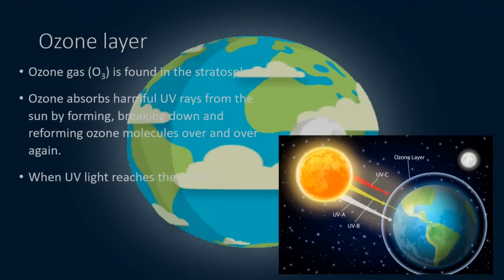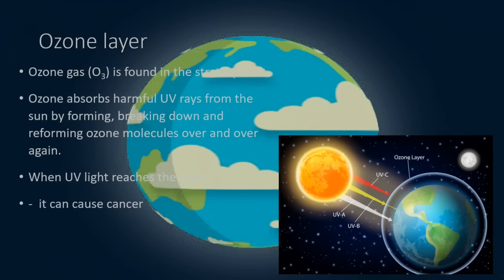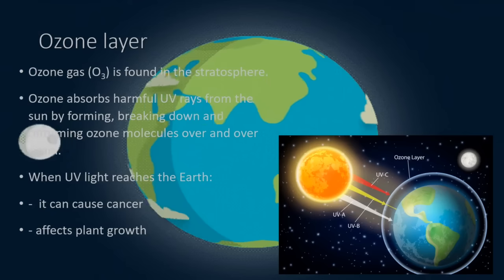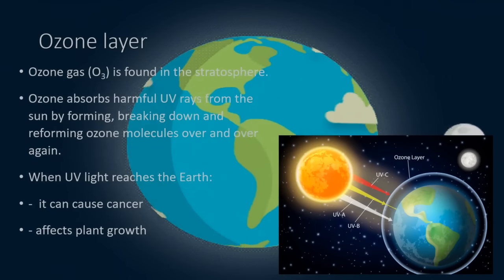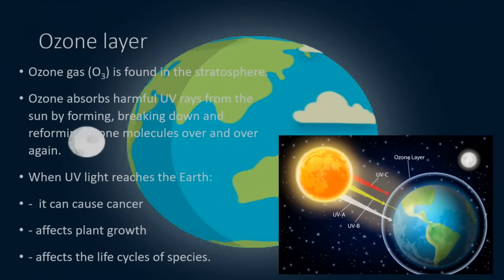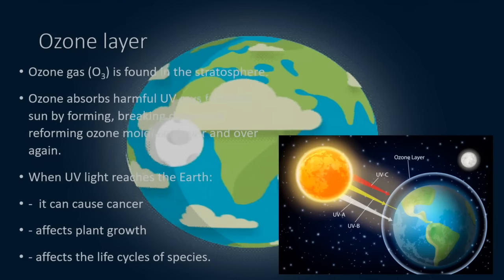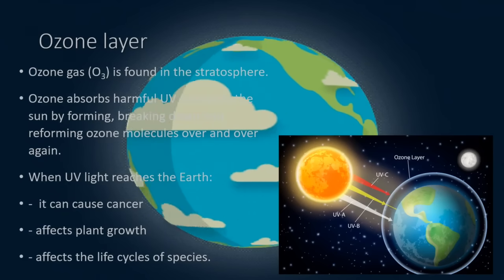When UV light reaches Earth, the possible detrimental effects of it could be that it could cause cancer, it could affect plant growth due to too much light intensity given to the plants, as well as affecting the life cycle of specific species. The absorption of ultraviolet radiation from the ozone layer increases the temperature in the stratosphere.